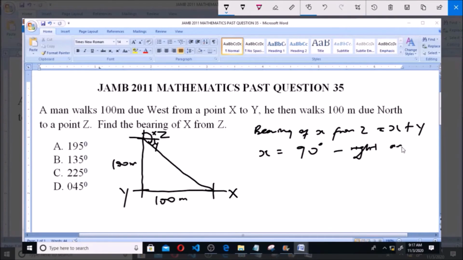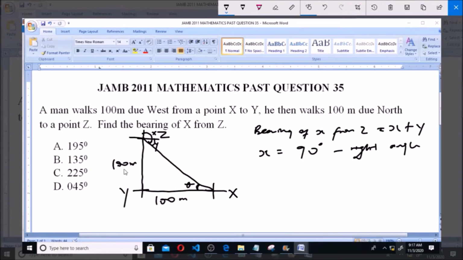Right angle. So X is already 90 degrees. For us to find the bearing of X from Z, we have to know the value of Y. Since we have 100 here and 100 here, we can find this angle. Let's call this angle theta. We know this angle theta is equal to this Y, alternate angles. So let's find angle theta first of all.